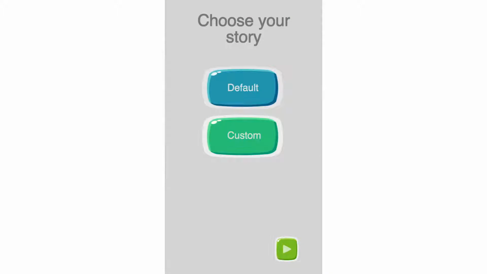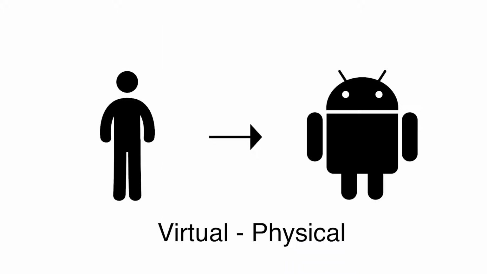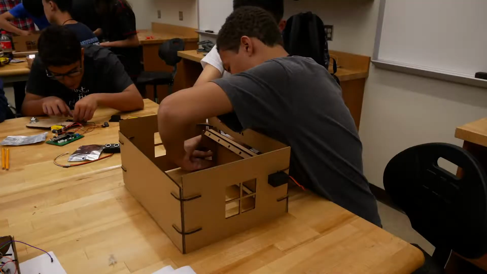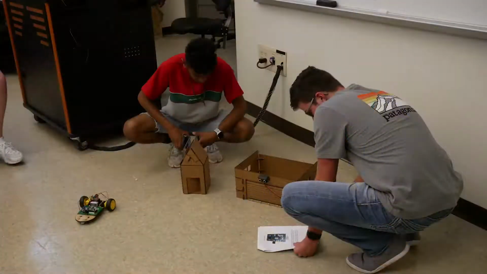Students can choose between two different storytelling modes, default story mode and custom story mode. We use an event-based storytelling approach where each event contains information for one of three interaction methods: virtual-physical, virtual-virtual, and physical-physical. If a student wants to create a story by using our default story template, they can choose between three different story devices from our structured toolkit.